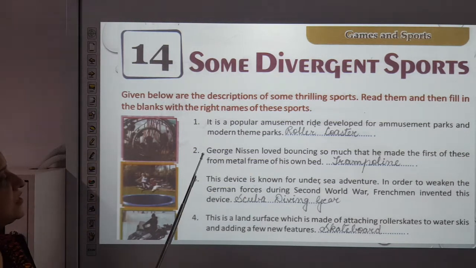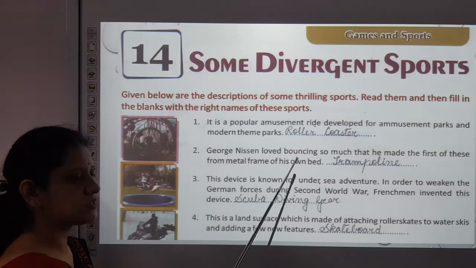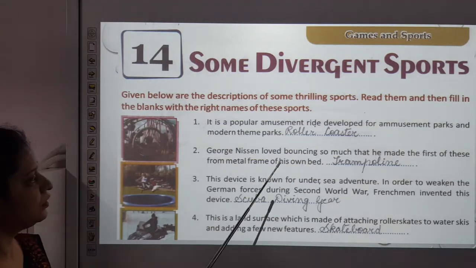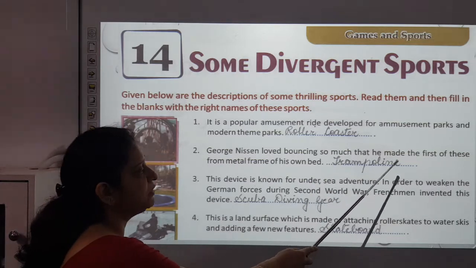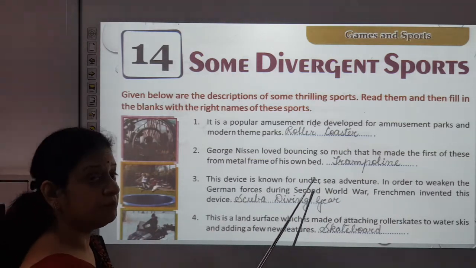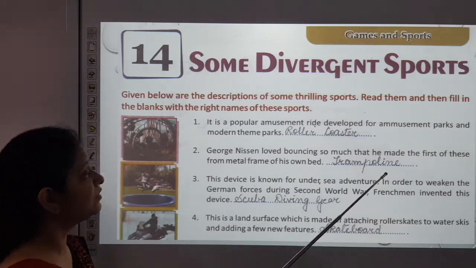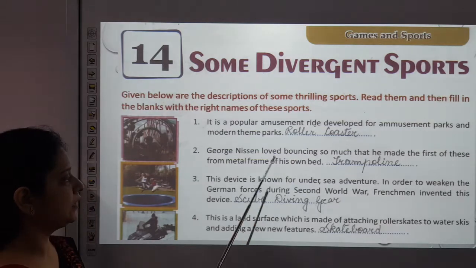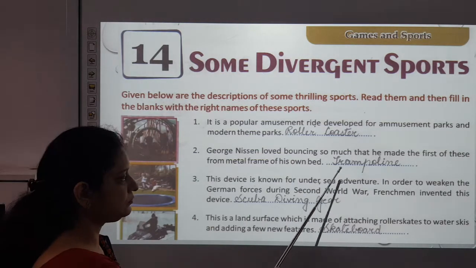Number 2. George Nissen loved bouncing. As you have all seen, we bounce the ball. He made the first of these from the metal frame of his own bed. Name: trampoline.